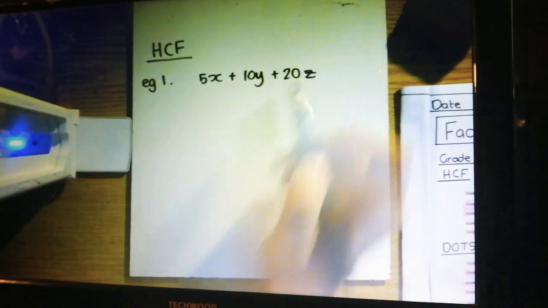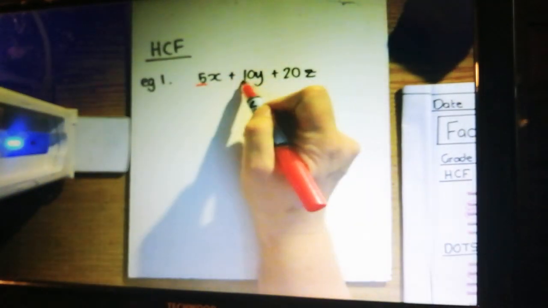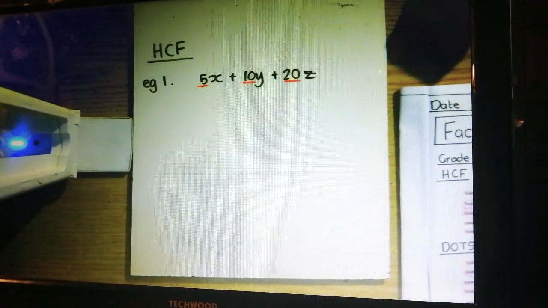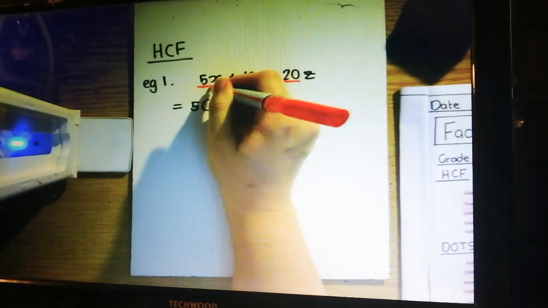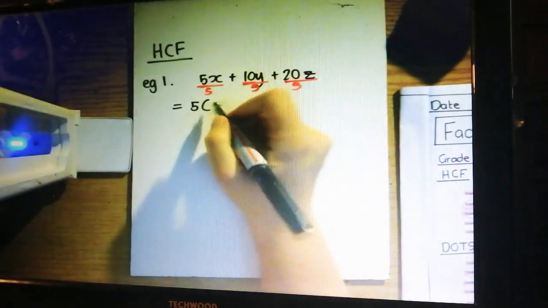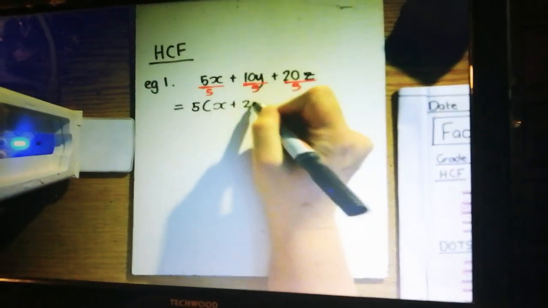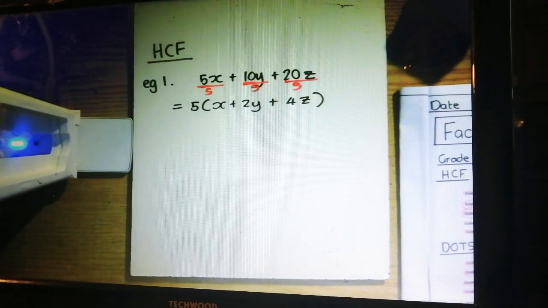So 3 terms. What do all of the terms have in common? They all have 5 as a factor, meaning 5 can fit into each one of these. So I take 5 out, and when I take 5 out of here, it actually means I'm dividing each term by 5. What am I left with? x plus 2y plus 4z. And that is our first answer.